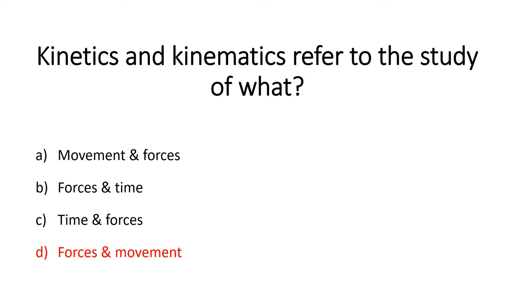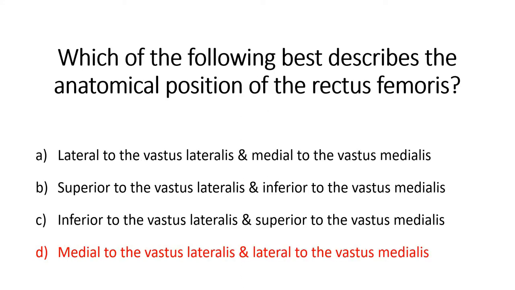Okay, so your next question was, which of the following best describes the anatomical position of the rectus femoris? They're quite lengthy answers, so I'm not going to read them all out, but the answer was the rectus femoris, which is your most superior and medial quadriceps muscle, is medial to the vastus lateralis, so it's relative to the vastus lateralis, it's positioned medially towards the midline of the body, but relative to the vastus lateralis, it is lateral, so it's in between the two, is what that sentence is saying.